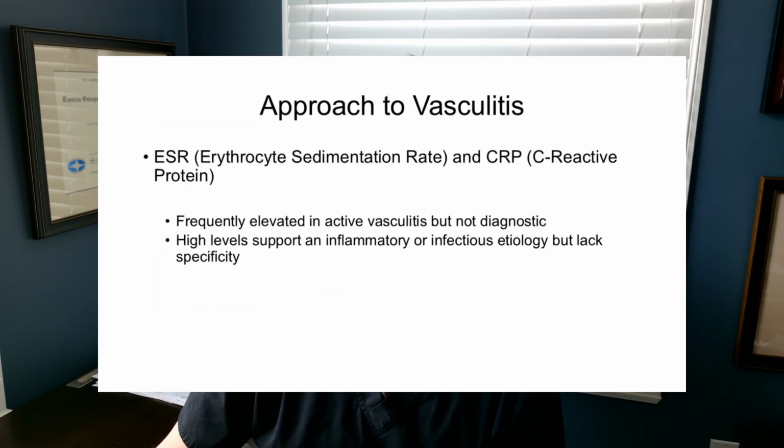Some non-specific stuff we could look at would be things like ESR or CRP. They're frequently elevated in vasculitis. It's not diagnostic. It really just tells you that there's inflammation happening.